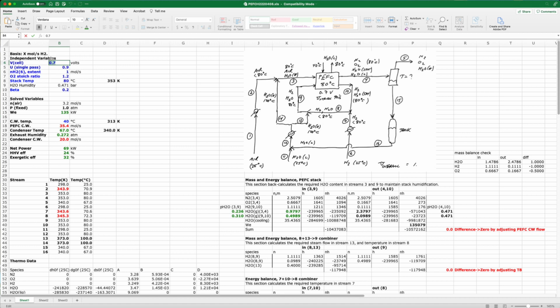As the cell voltage gets lower, we're getting less electrical power, we're generating more and more heat, but because that heat is generated at such a low temperature in this case, there's almost nothing we can do with it. So in general, with PEFCs, we want to be able to operate the cell at as high a voltage as possible without incurring too much of a cost in terms of cell area.